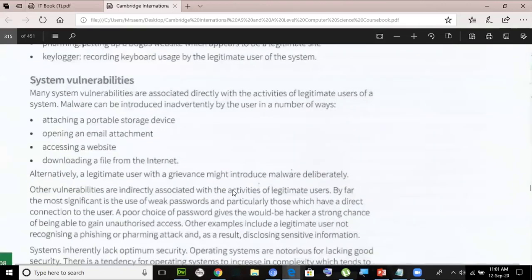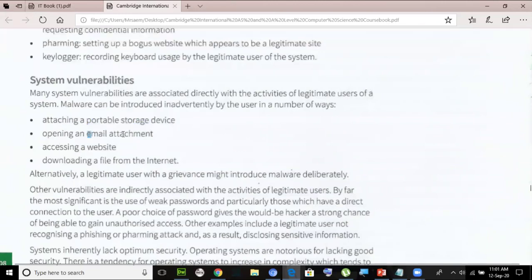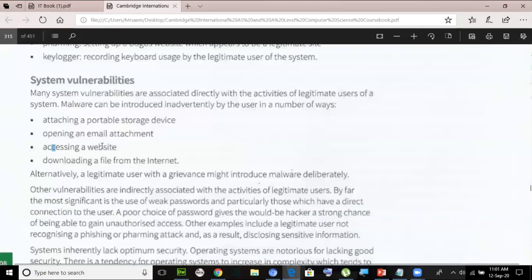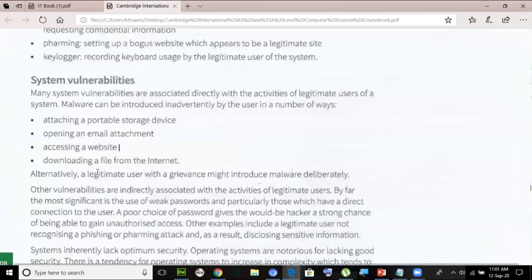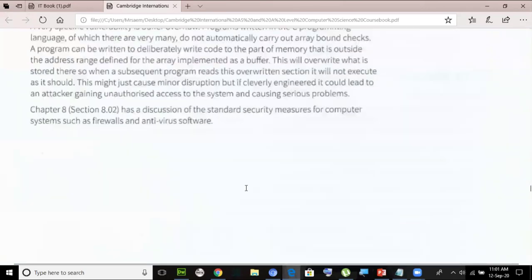So system vulnerabilities, obviously, again, a typical thing. Malware can be introduced by attaching a portable storage device, opening an email attachment, accessing a website, or downloading a file from the internet. So we just talked about all this, right? This was your chapter 20.